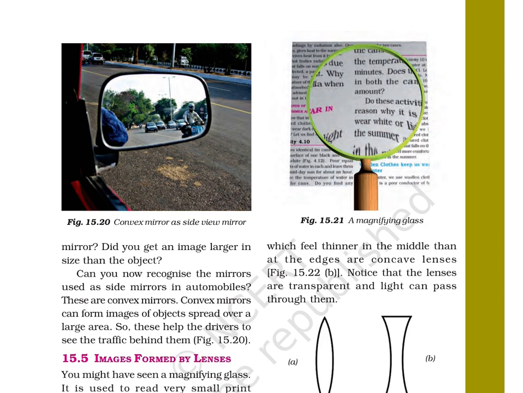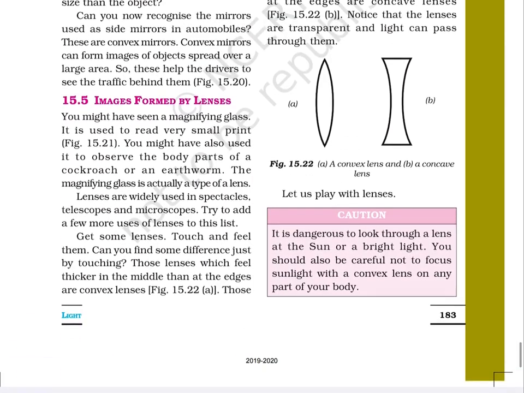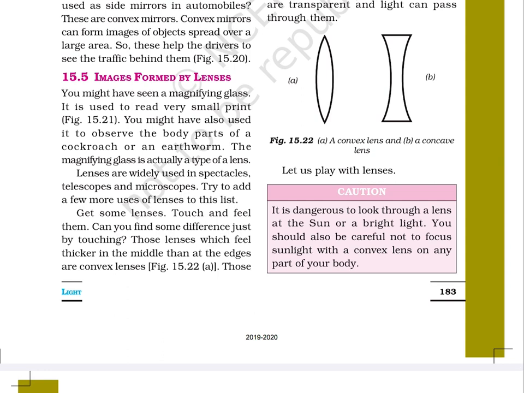15.5. Images formed by lenses. You might have observed a magnifying glass. It is used to read very small print. You can observe this in Figure 15.21. You might have also used it to observe the body parts of a cockroach or an earthworm. The magnifying glass is actually a type of lens. Lenses are widely used in spectacles, telescopes, and microscopes. Try to add a few more uses of lenses to this list.